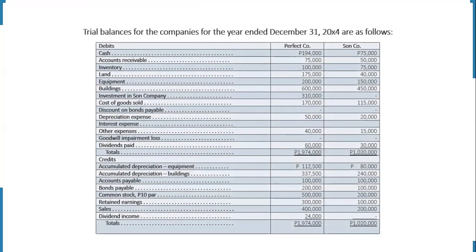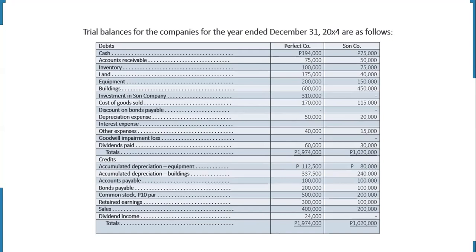Now we have the trial balances for the companies for the year ended December 31. Here we have the debits, and included in the credits are the terms accumulated depreciation, for example. So we have now the trial balances with the corresponding assets, contra asset accounts like accumulated depreciation, and then we have accounts including depreciation, and we have goodwill impairment loss and dividends.